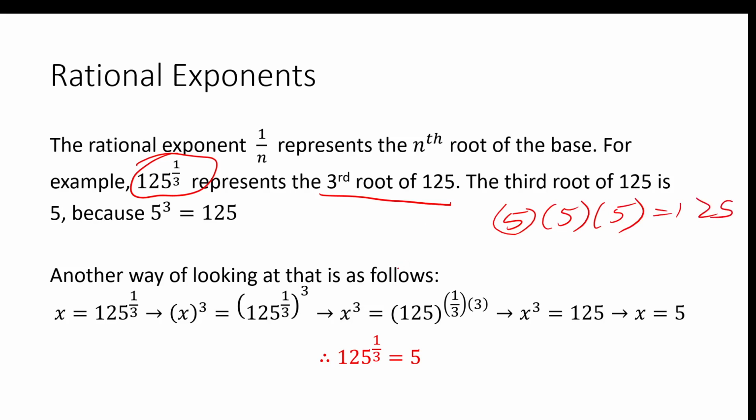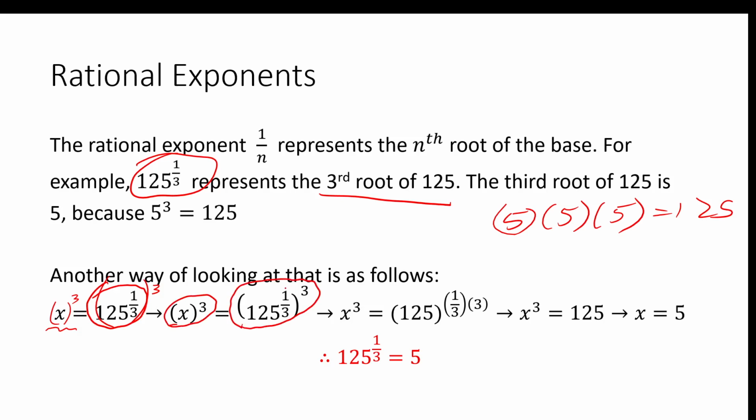Another way of looking at this is as follows. Sometimes people want to find out what is 125 to the exponent 1/3. So they let that expression equal x. Now, what they can then do is raise the left-hand side and the right-hand side to the exponent 3. And so what they get is x to the 3 equaling 125 to the 1/3 to the exponent 3.